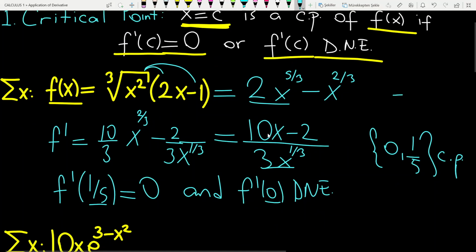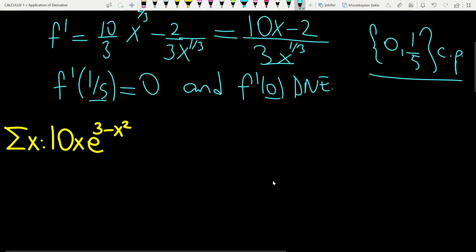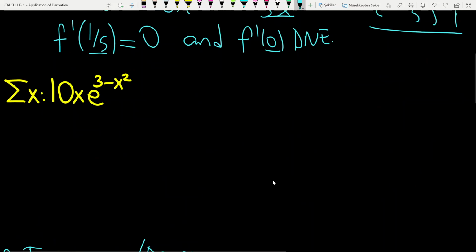Since we have a polynomial function, polynomial functions are continuous everywhere. Their domain is the whole real line, so these 2 points are in the domain, so they are critical points for this function. Let's look at the second function, 10x times the exponential function. Let's say this is the function g.